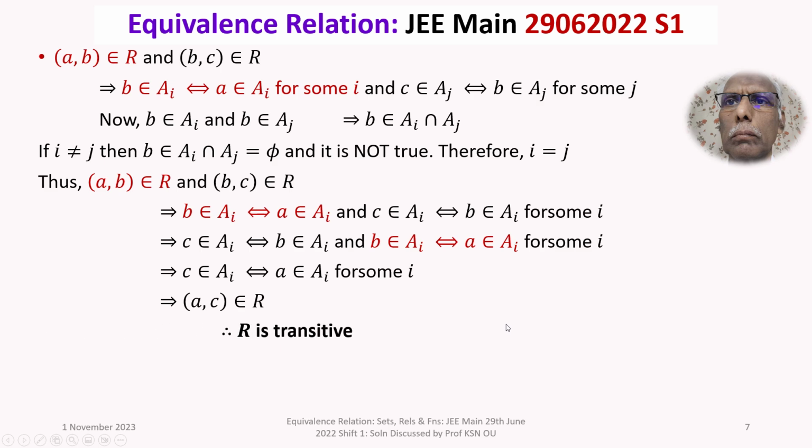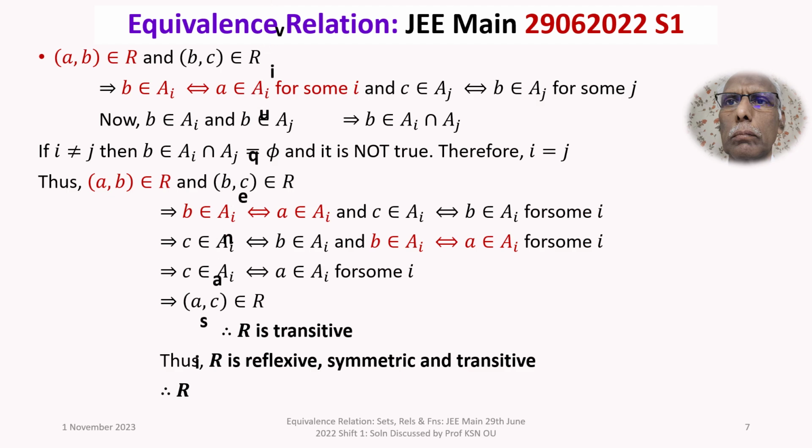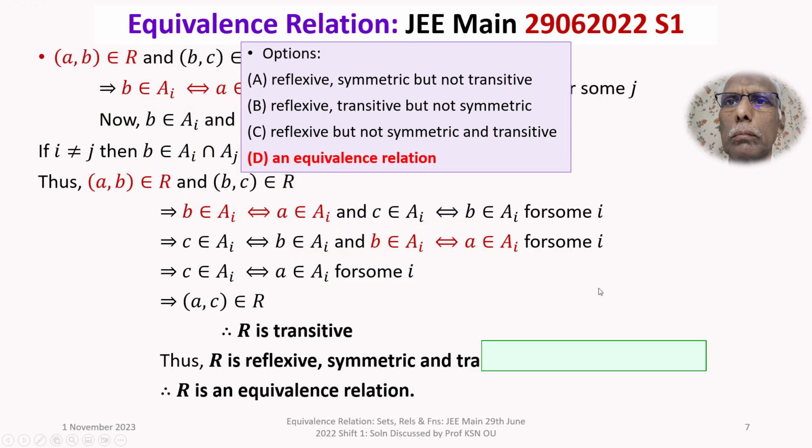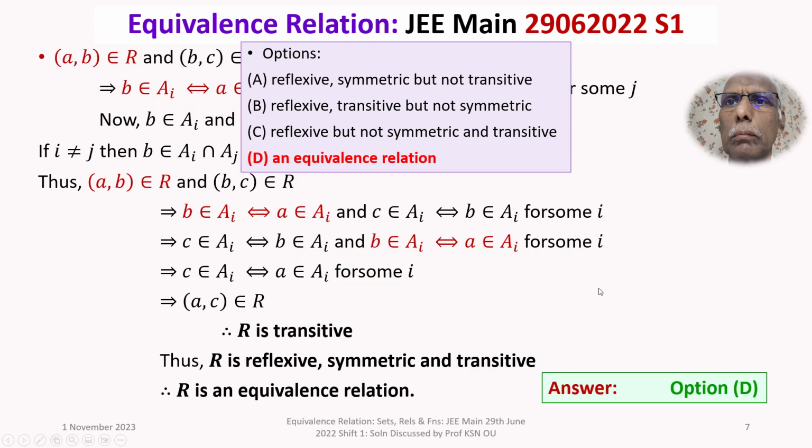Therefore, R is transitive. Thus, we have proved R is reflexive, symmetric, and transitive. Such a relation, that is the definition of an equivalence relation. Therefore, R is an equivalence relation. Let's look at our options. And R is an equivalence relation appears against option D. Therefore, the answer to this question is option D.